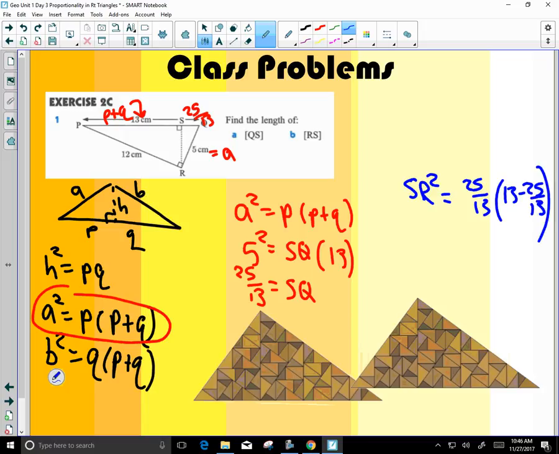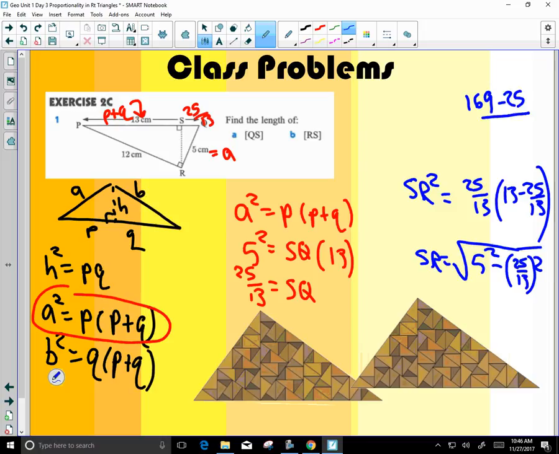Anybody have another way, a quick way you could do it? Pythagorean theorem? Is that what you were thinking, Oliver? Oh, absolutely. That would work as well. So you could also just say SR is the square root of 5 squared minus 25/13 squared. That'll work as well. Either way, there's going to be some yucky fractions in there, but you can figure that out. This one isn't too bad.